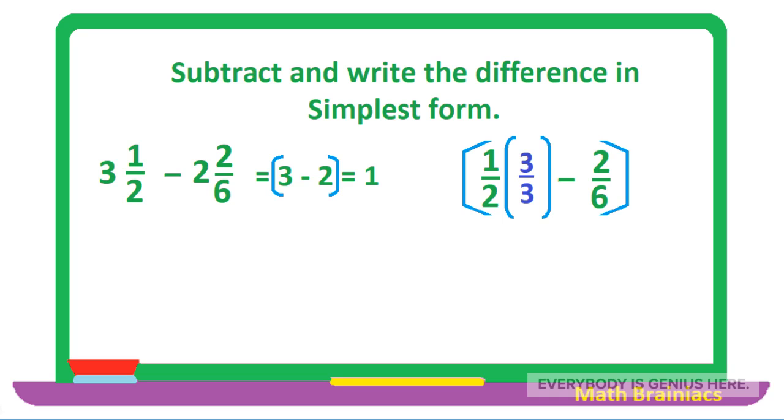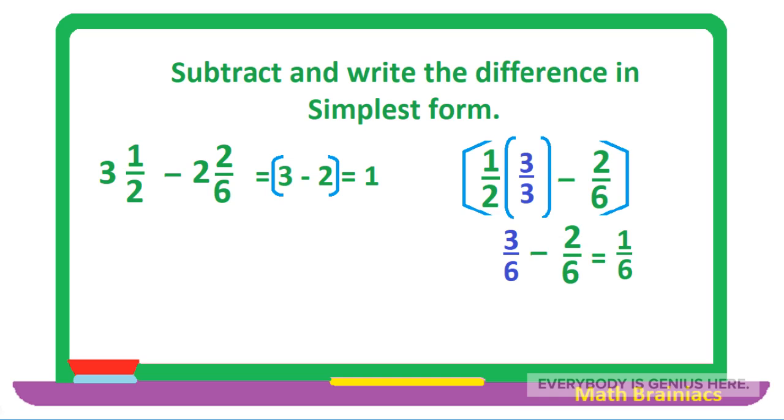Accordingly, 1 over 2 will be multiplied by 3 over 3. 1 times 3 will give us 3, and 2 times 3 will give us 6. In this regard, we have made the denominators the same. So, we can subtract now 2 over 6 from 3 over 6.